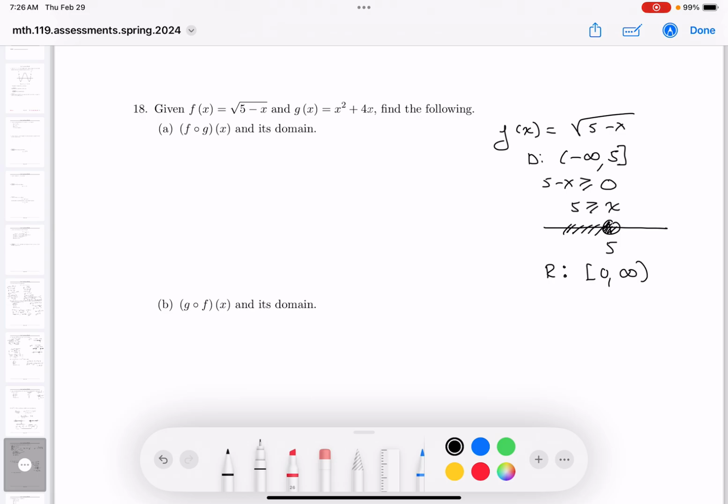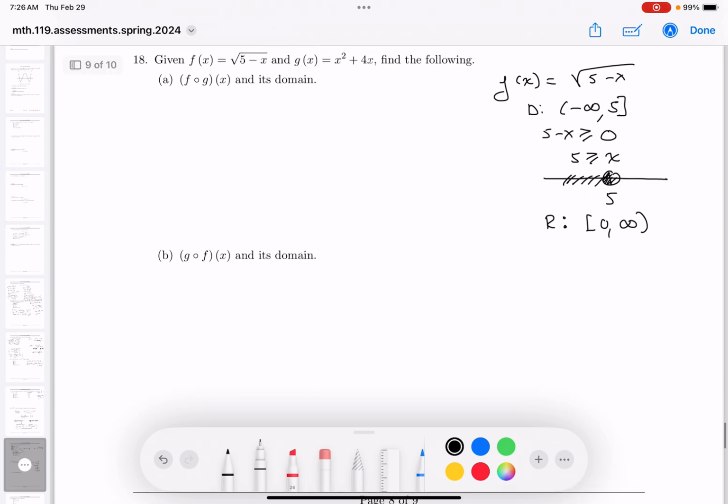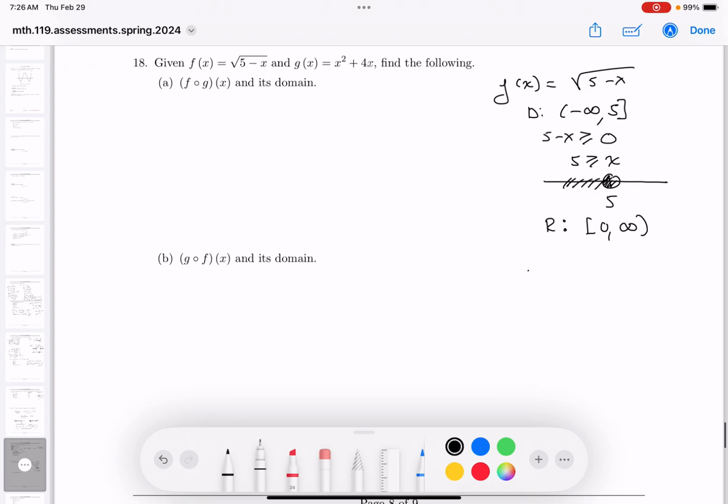And now I'm going to do g, and g's a quadratic. It's not a bad problem to do. It's going to be x squared plus 4x. The domain of this is rather simple. It's going to be all the real numbers. There are no troubles there. There are no even roots, and there are no divisions. And the range of this, it's a parabola. It's a smiley face.